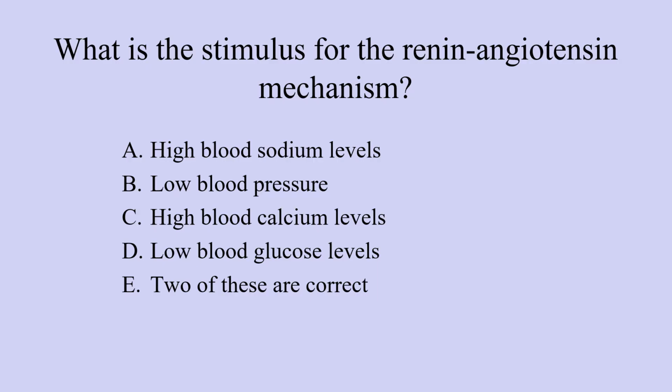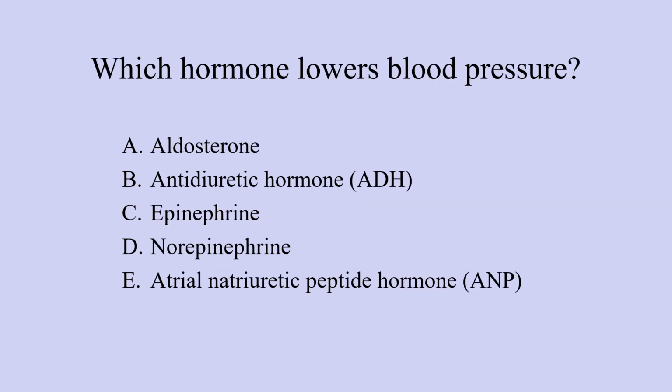Just a great time to review here. There's been a lot of information in this particular chapter. We are now looking at the renin-angiotensin mechanism. Give you a moment to read here. Best answer for this one is low blood pressure. And one more. So 4 of these increase blood pressure, and only one, letter E, lowers blood pressure.